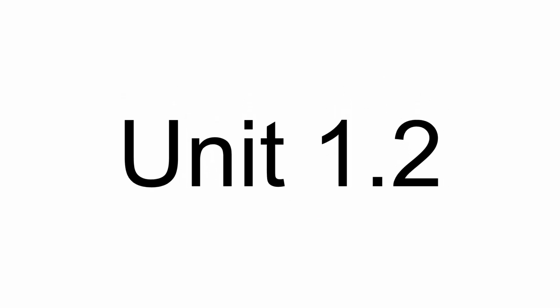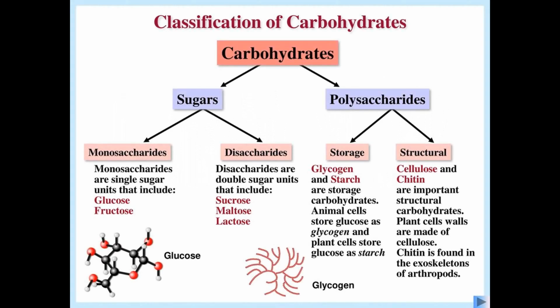Hello and welcome to Unit 1.2, Carbohydrates. Carbohydrates are polymers, or more specifically they are polysaccharides. Monosaccharides are the monomers from which larger carbohydrates are made. Glucose, galactose and fructose are common monosaccharides.